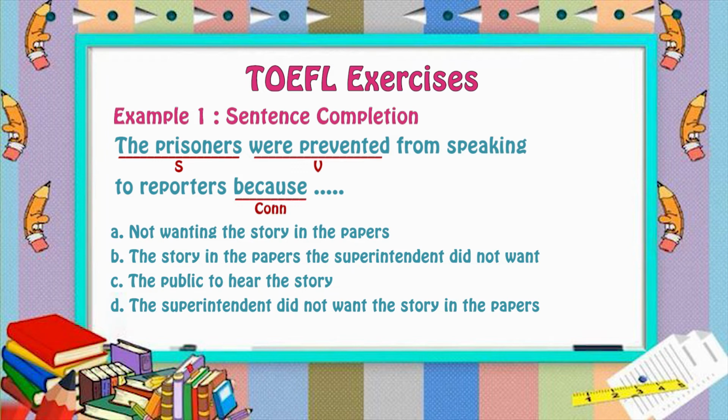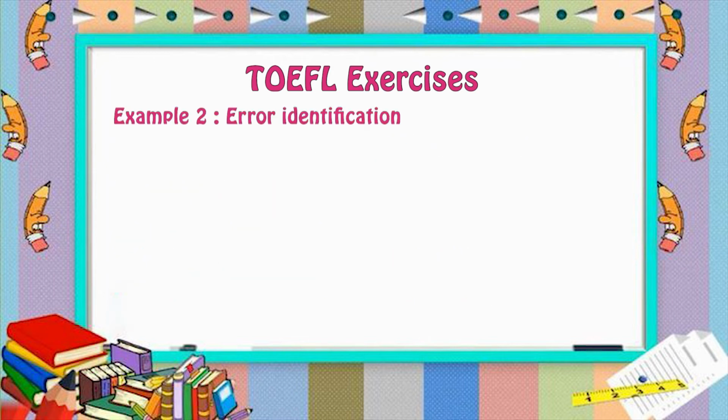After the connector because, what do we need? Yes, we need the subject and the verb. So, which one, A, B, C, or D, has subject and the verb? Well, the answer is D. The subject here is the superintendent, and the verb is did not want. Yes, right. Now let's see the second, that is error identification.